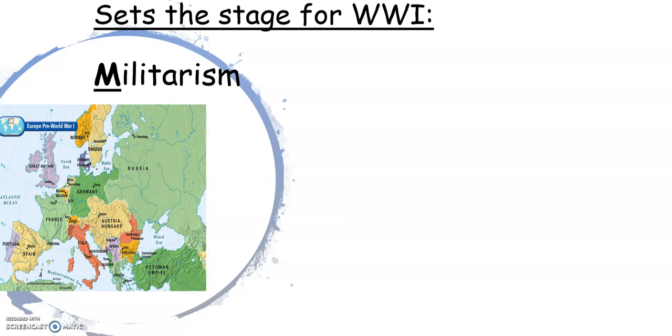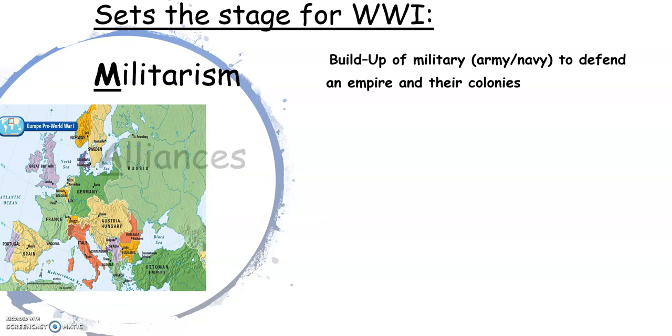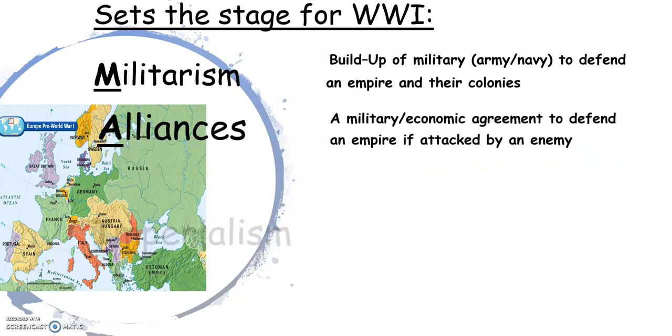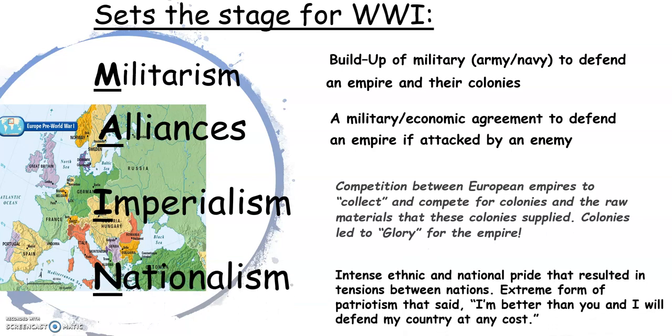What's going on in Europe is we've got these conditions that exist that spell the acronym MAIN. I'll get all the text up here for you. MAIN is the idea of militarism, alliances, the I is for imperialism, and N is for nationalism. So let's look at some of the conditions that existed in Europe prior to World War I.